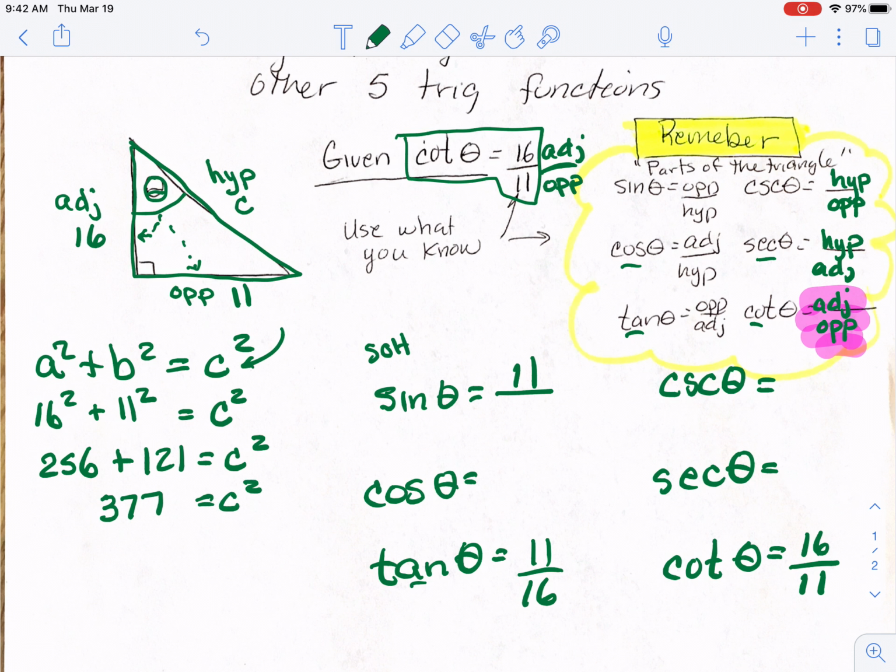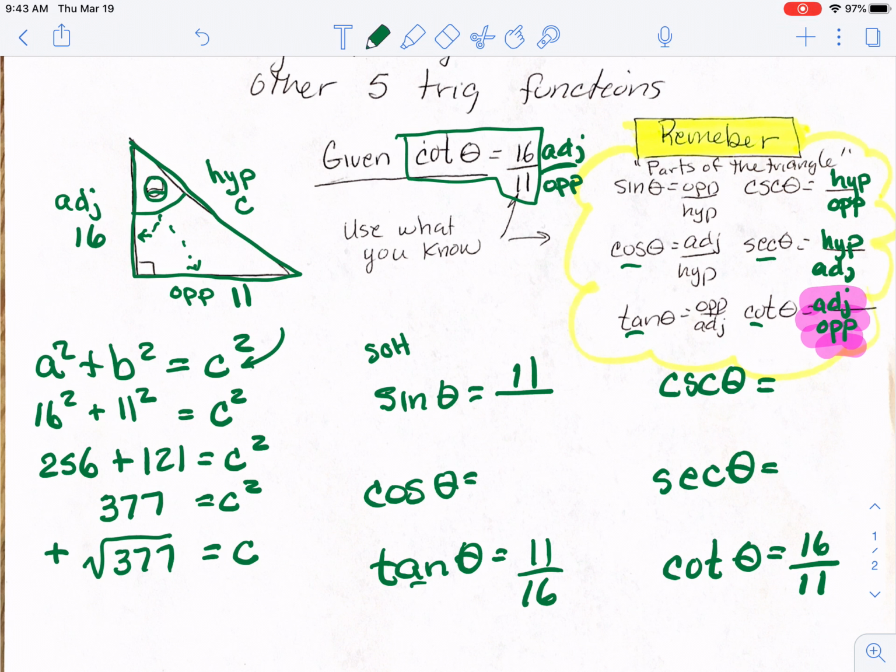Remember, we're always copying all our work down to our bottom line and keeping it nice and organized. I don't want C squared, so we're going to square root. Just to keep it pretty, I'm going to write square root of 377 is equal to C. Remember, whenever we square root, it's plus or minus. But since we are working on the length of a side of a triangle, we get to ignore the minus for a good math reason right here.